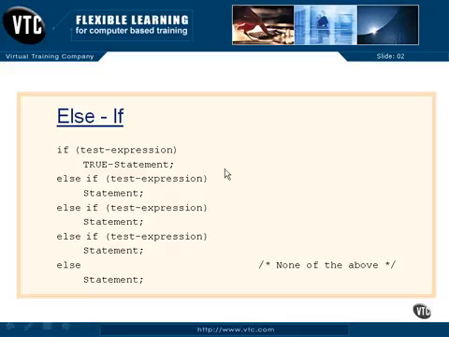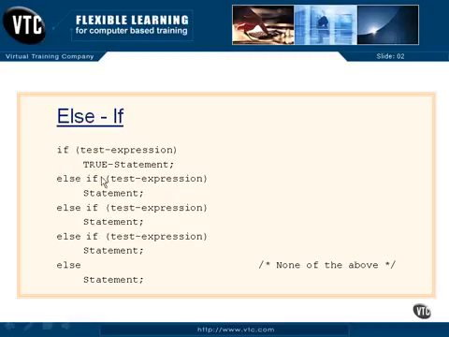Now we need to take a look at the else-if construct. We already looked at the if using an else afterwards, but there's a new construction here called else-if. Take a look at this. If the test expression is true or non-zero, then we run this true statement. We've seen that. And then we come to the else.